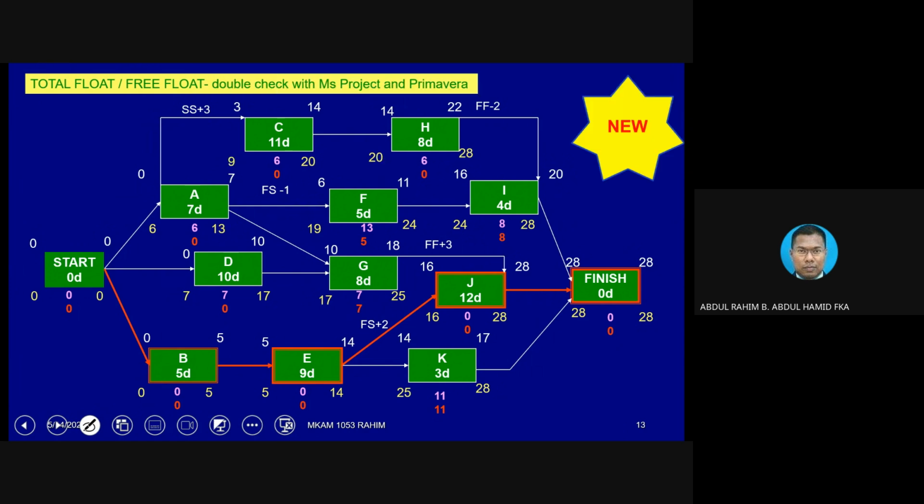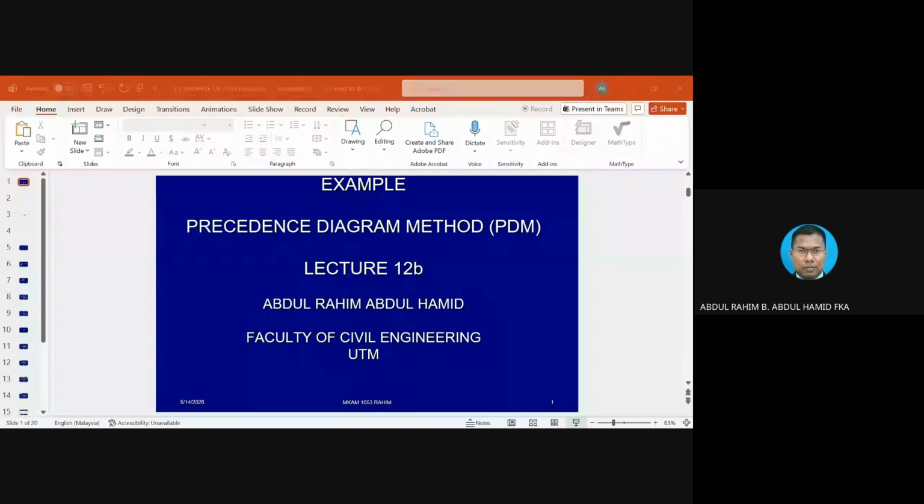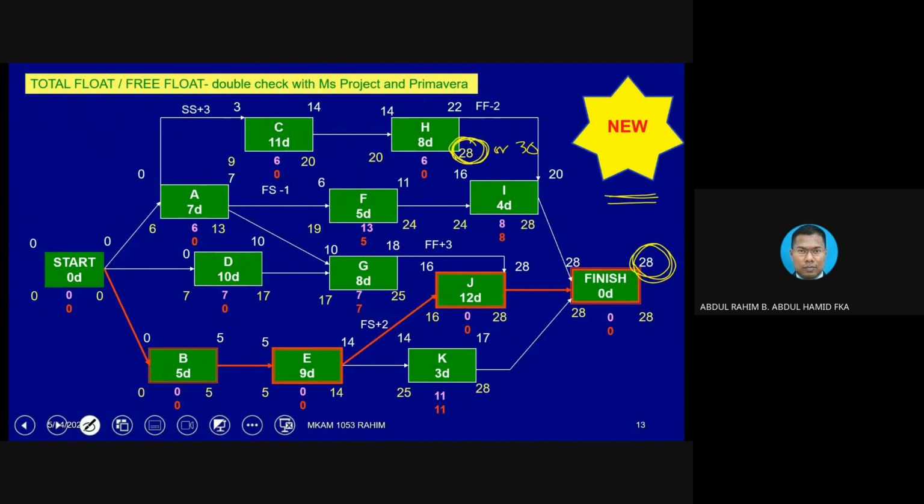The new calculation, and you notice we log 28 here. Why 28 or 30? 30 is based on the real calculation, which is the correct calculation, but then the consideration has to be logic based on the overall project completion period. And we already checked with the software, Primavera, Microsoft, a long time ago, and it gives the same answer.